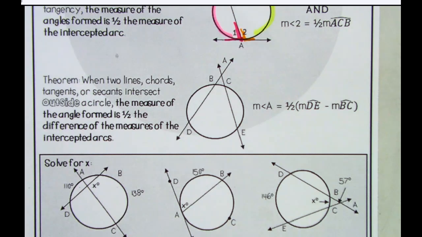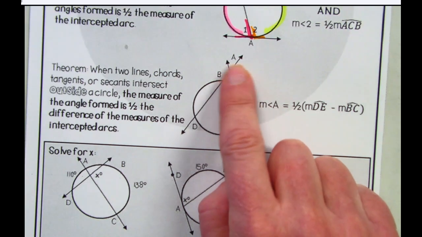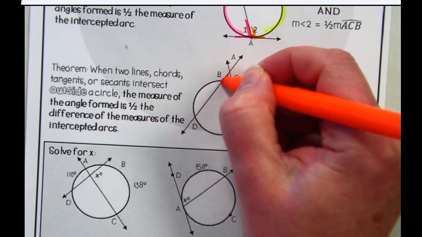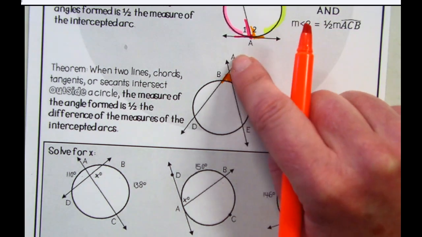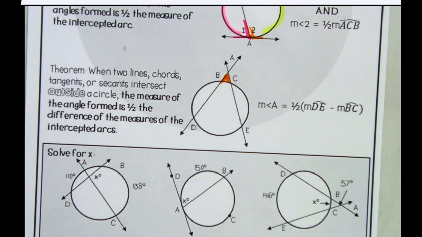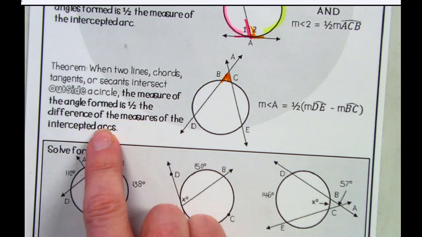Okay, our last theorem for the day. When two lines, chords, tangents, or secants intersect outside, so whatever is going on, they intersect outside. There's that point of intersection. The measure of the angle formed. So what angle is formed? Is angle A the same as that angle? They're vertical angles, right? So the measure of that angle, what does it say? Is half the difference of the measures of the intercepted arcs.